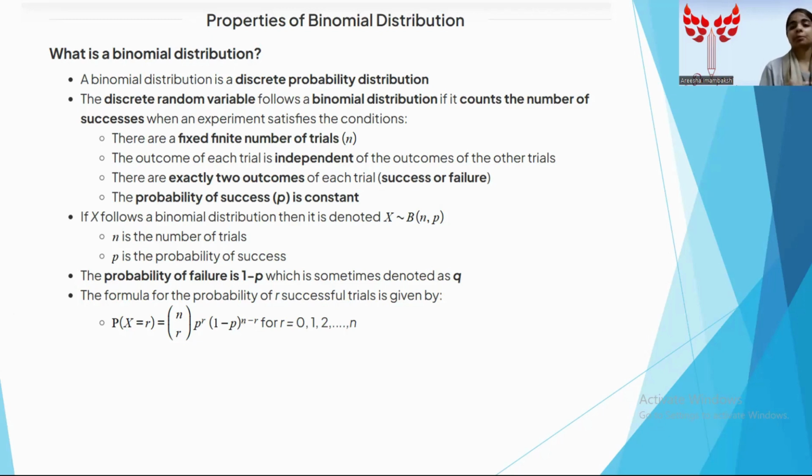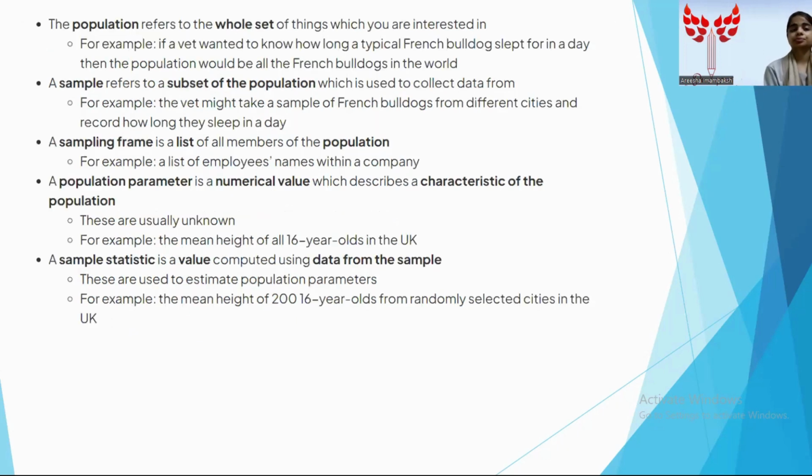Here, p raised to the power r means p is the probability of success, so you're multiplying this probability the number of times you have achieved success. And obviously q, that is 1 minus p, is the probability of failure. So if there are n trials and r times you have achieved success, then n minus r are the number of times you have achieved failure. In that case, you need to multiply the probability of failure that many times.